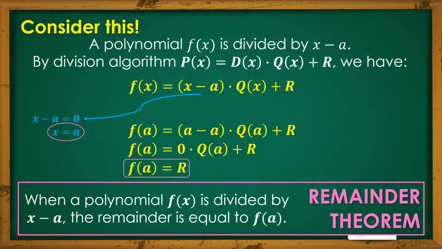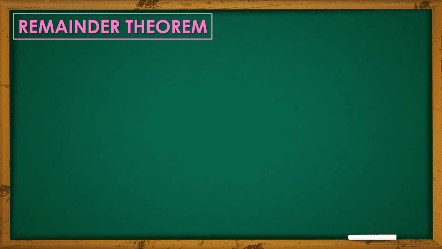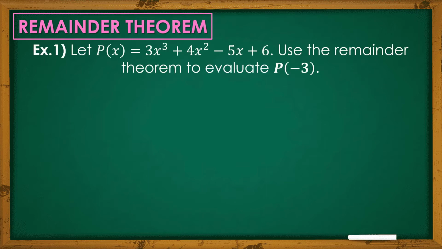Para mas maintindihan natin ang ibig sabihin ng remainder theorem, let's have these examples. Example number 1 for remainder theorem. Let p of x equals to 3x cubed plus 4x squared minus 5x plus 6. Use the remainder theorem to evaluate p of negative 3. Dito, binigyan tayo ng value ng x, which is negative 3. So, ano ang gagawin natin for the solution? Let's use the synthetic division for this example.